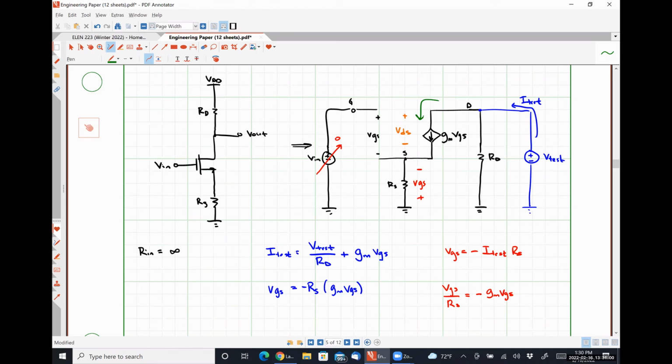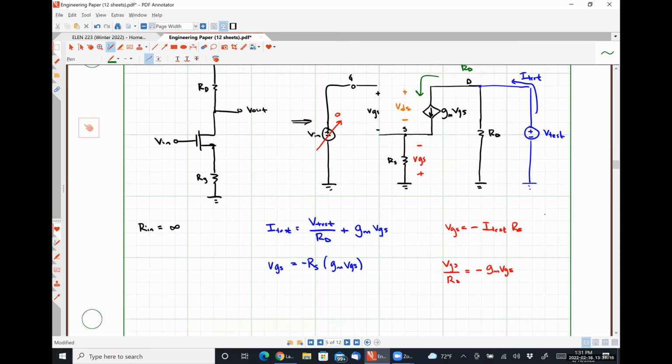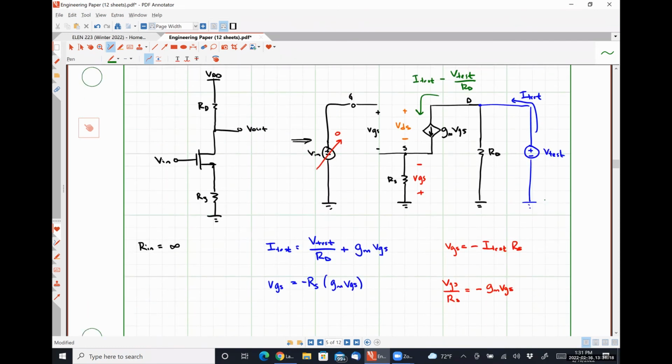This current would represent I test minus V test over RD. And from this, let's see, this is the thing that I don't necessarily agree with, so I'm going to take that off for right now.